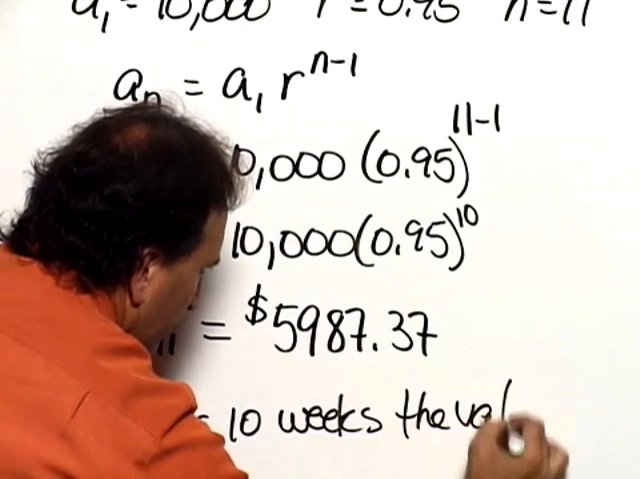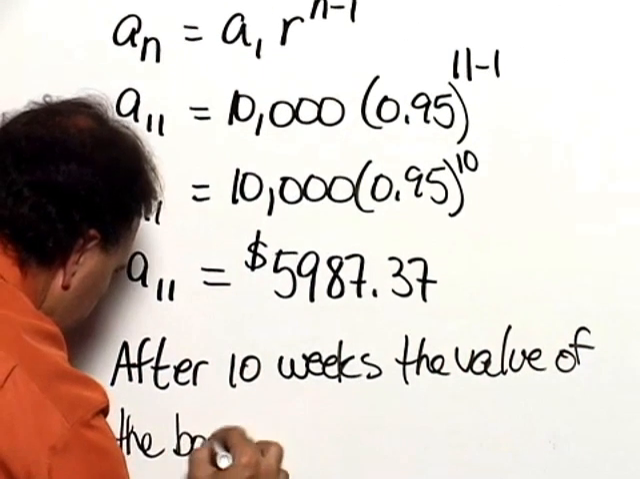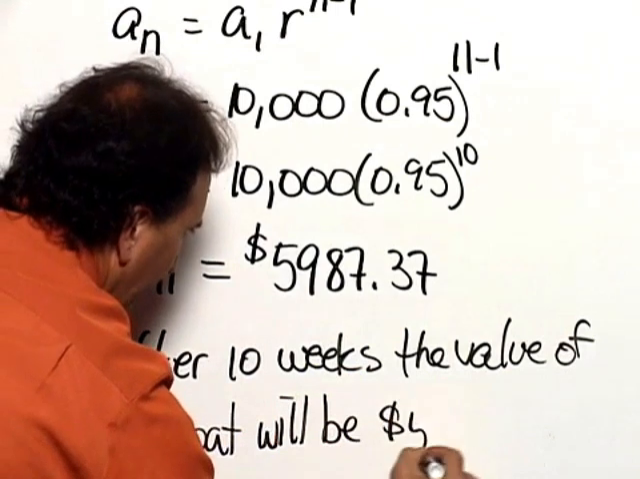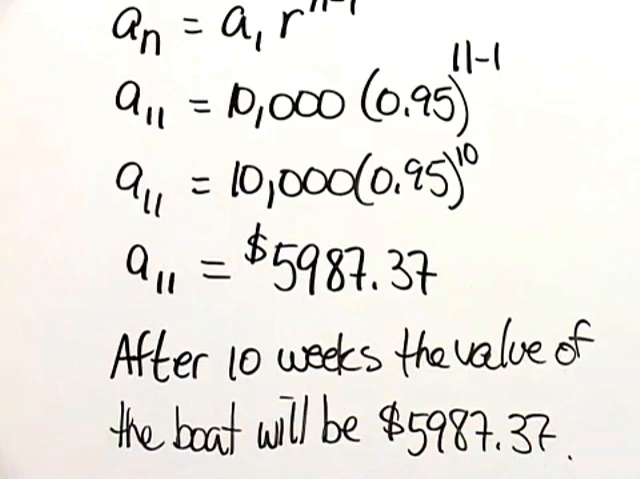the value of the boat will be $5,987.37.